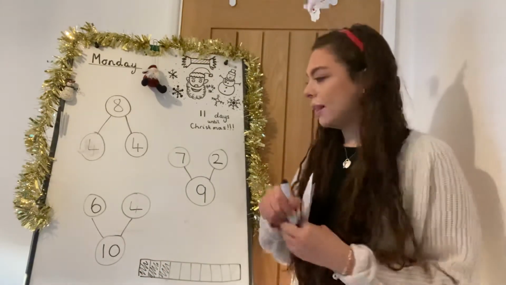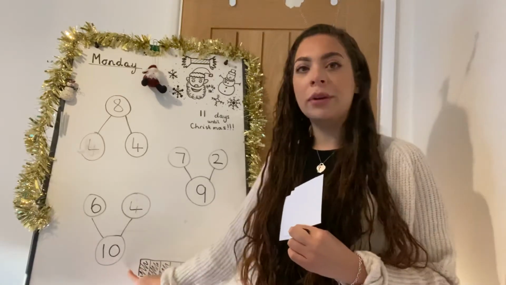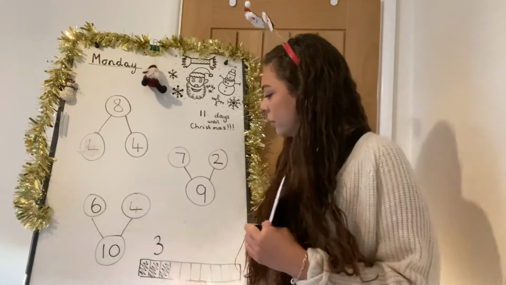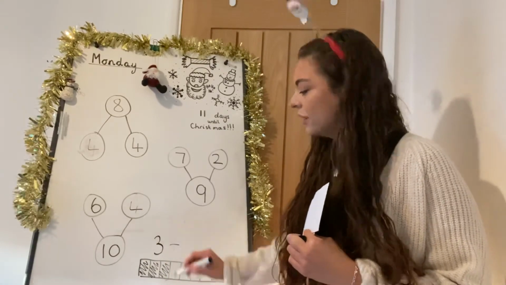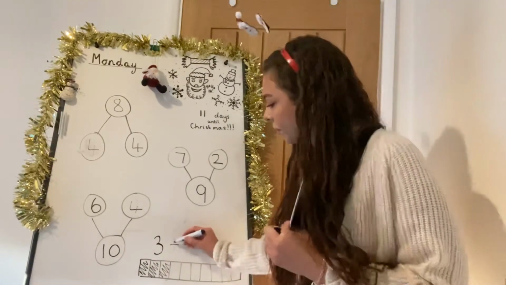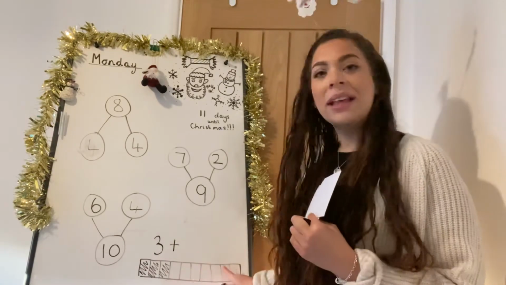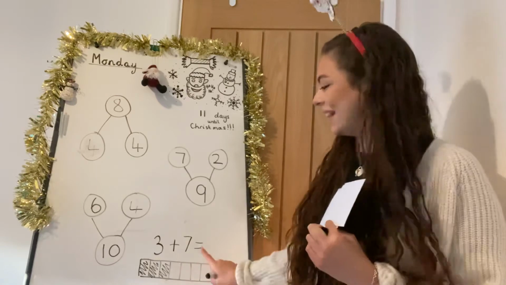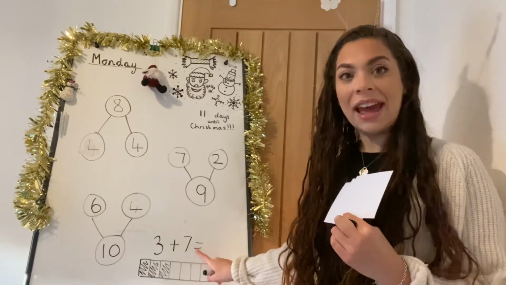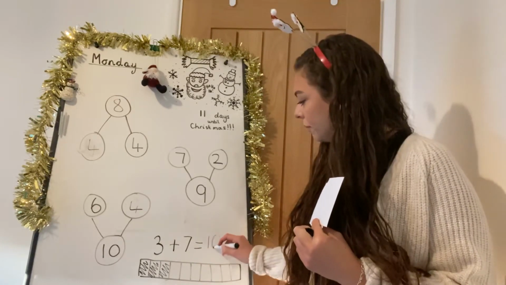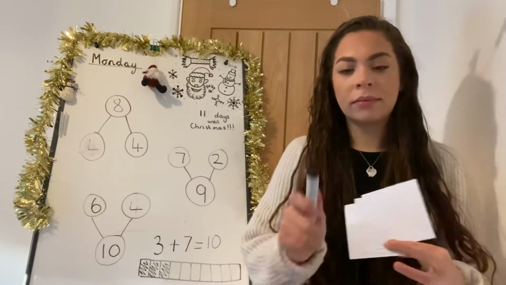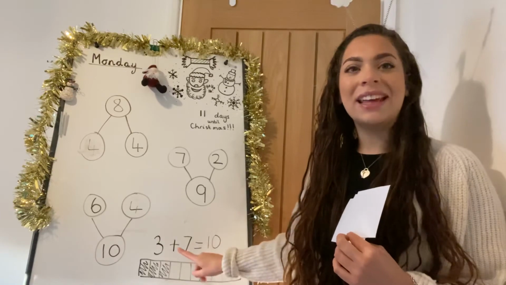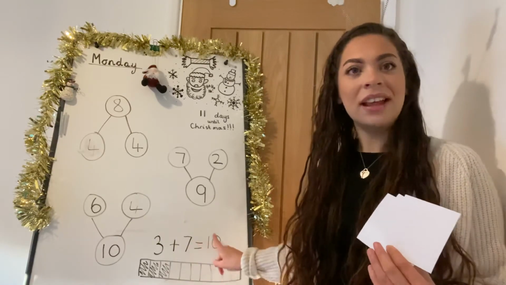To write that as a number sentence, I'm going to start with my first part, which was 3. Where can you see it here? 3. And I'm going to add the amount that aren't shaded in, which was 7. And all together that is equal to 10 because there are 10 blocks all together. 3 and 7 are my parts, and when we add those together, it's the same as 10.